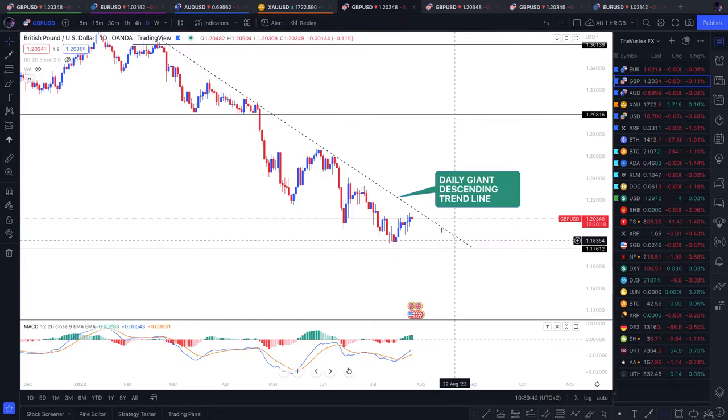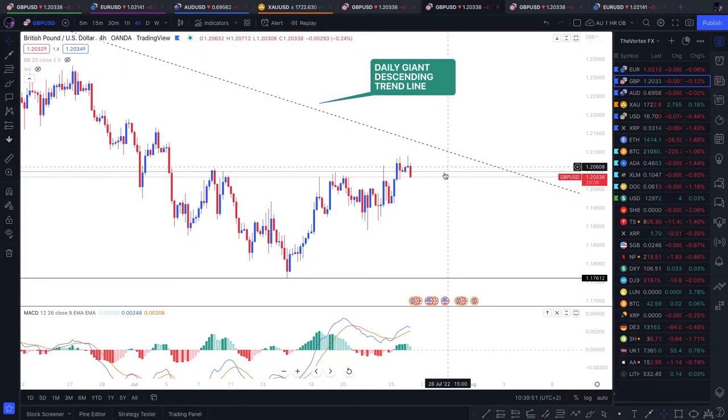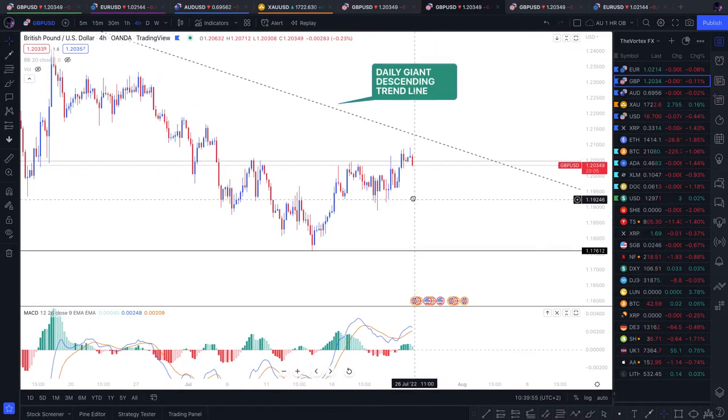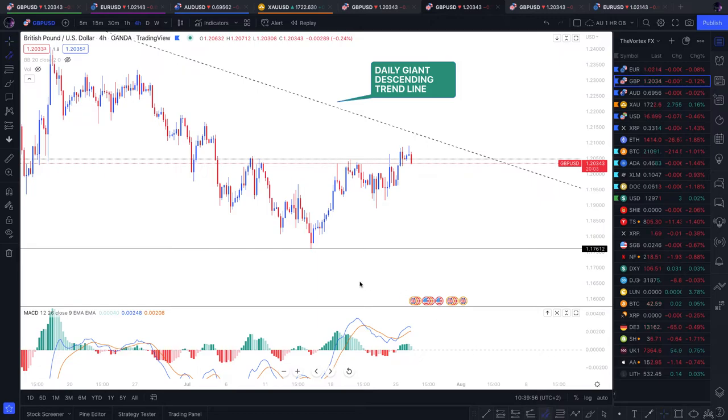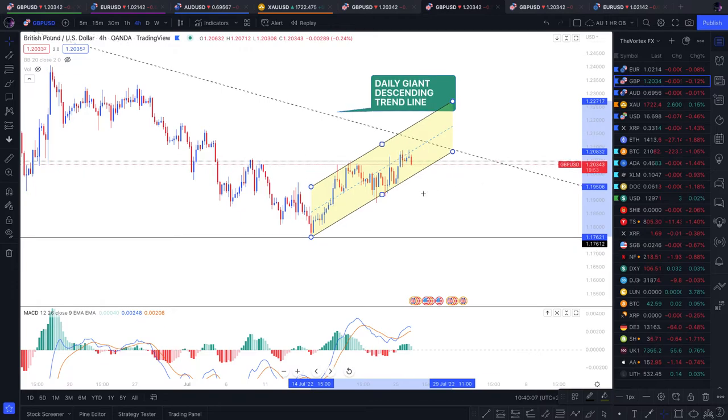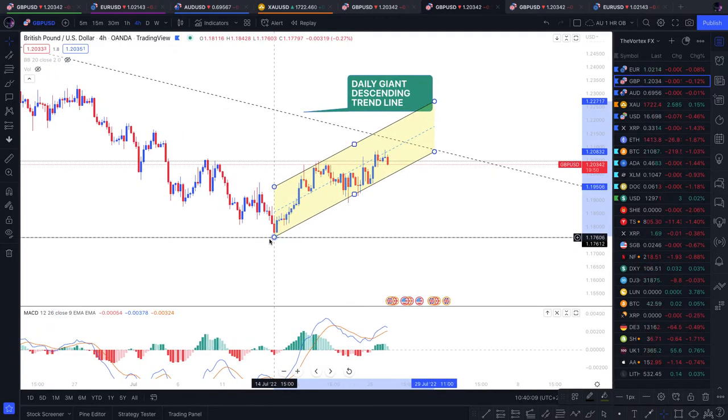Okay. So remember, a daily giant descending trend line on the daily time frame. And when I jump back into the 4 hour, right, this now is without that channel, but it's very easy for us to put that channel back in. All right, there is the bottom of the channel. Here's the top of the channel. And remember, we are waiting for a breakout.